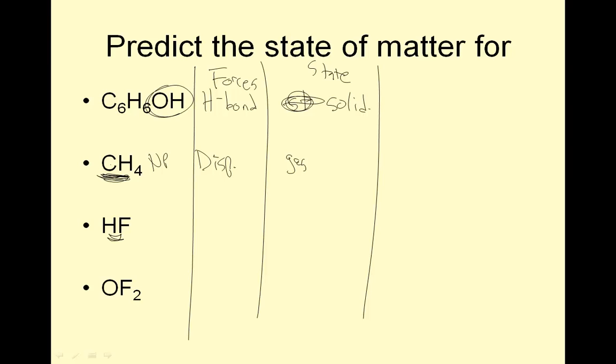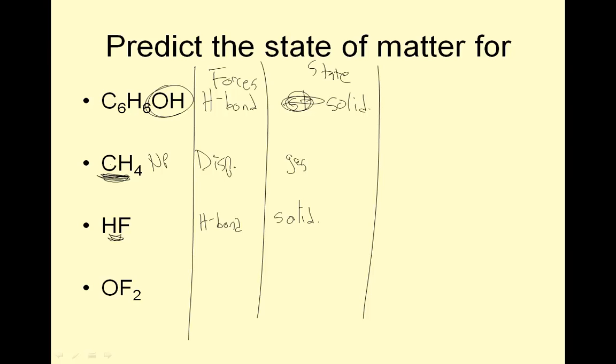H to F. Hey, that's H bonding. H bonding is the strongest, so I would guess it is a solid. Now, in reality, these guesses might not be right, but they're good for ranking these things.